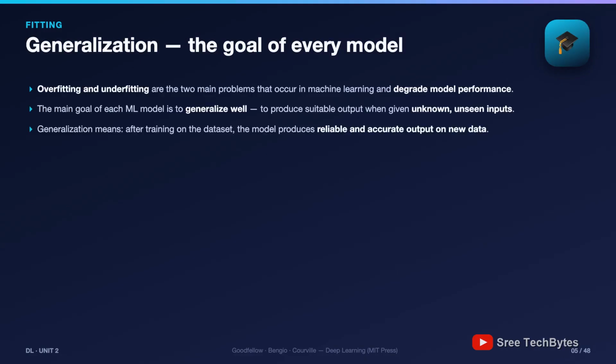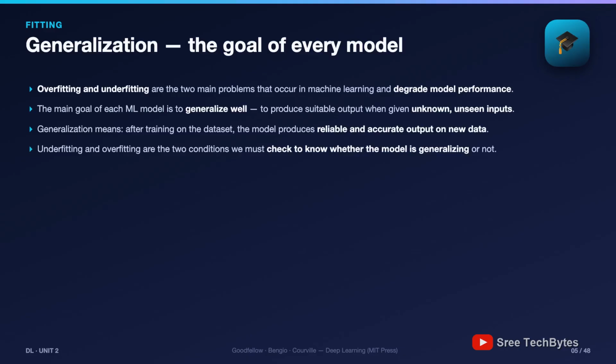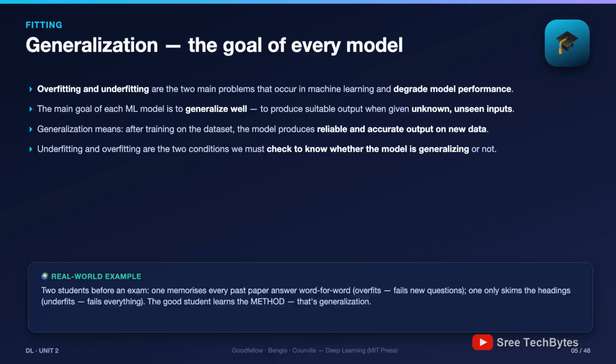Back to our 2 students. One memorizes every past paper answer, perfect on practice, useless on anything new. That's overfitting. The other barely skims the chapter headings, fails everything, practice included. That's underfitting. The good student learns the method and passes questions they've never seen. That's generalization. Keep these 3 students in mind, the whole chapter is their story.